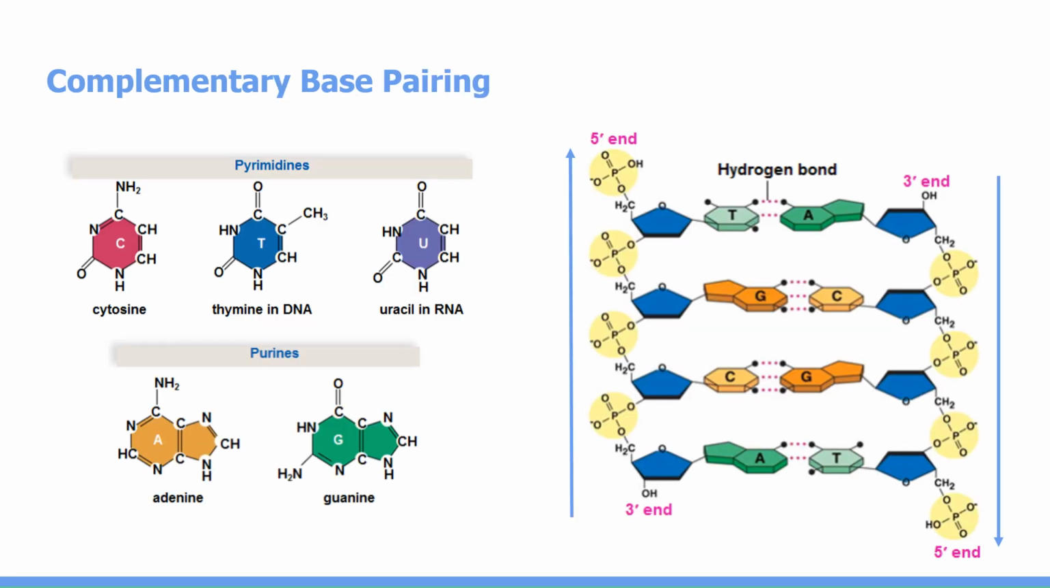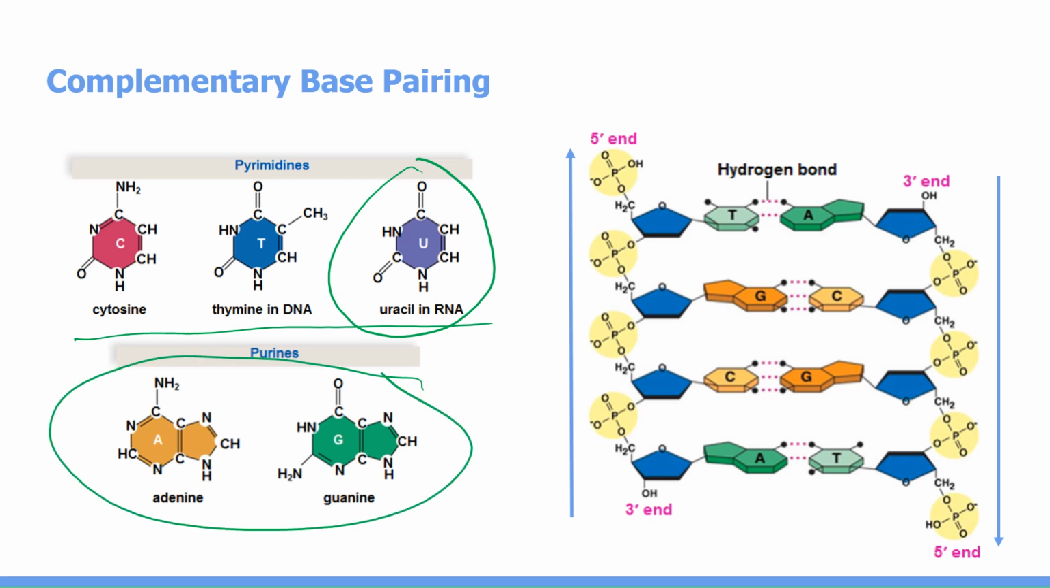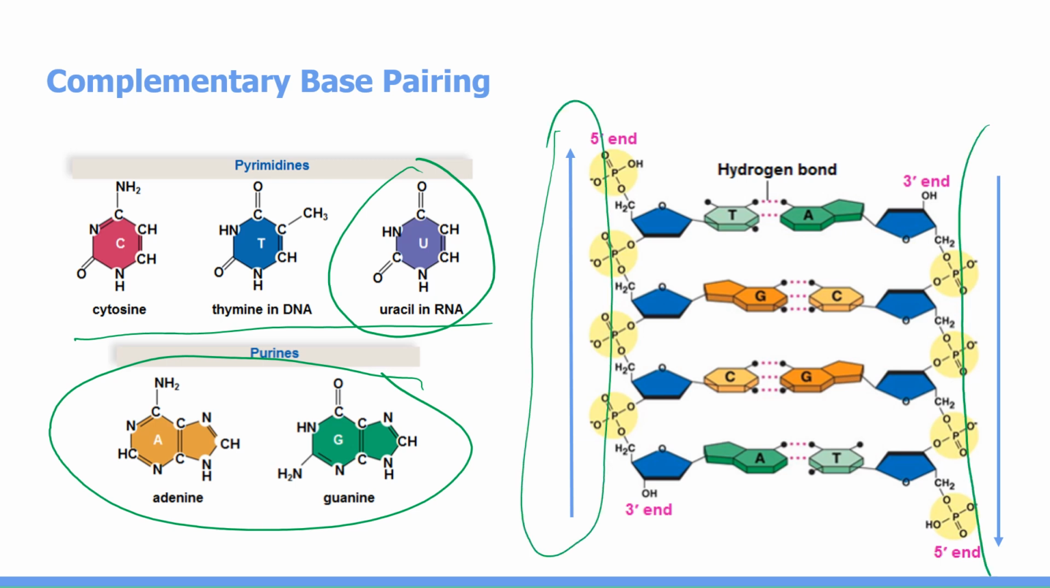So here's just the structure of uracil. We can see that it is a pyrimidine with a one-ring structure, just like the rest of them. And then purines have two-ring structures. And so this again goes with the anti-parallel concept. 5' end has the phosphate group, 3' end has the hydroxyl group.